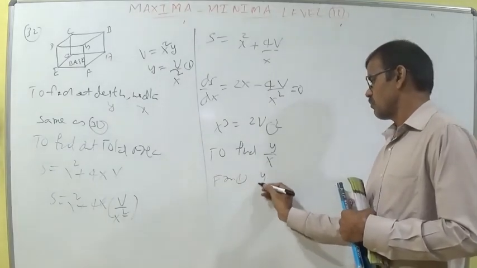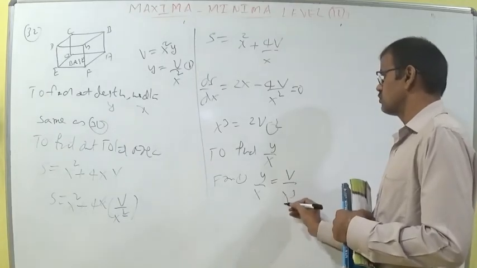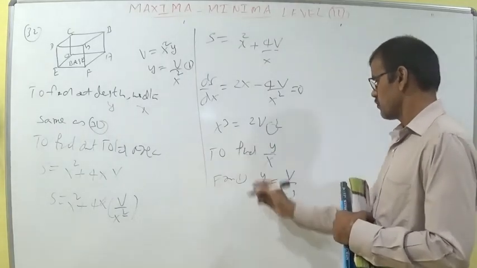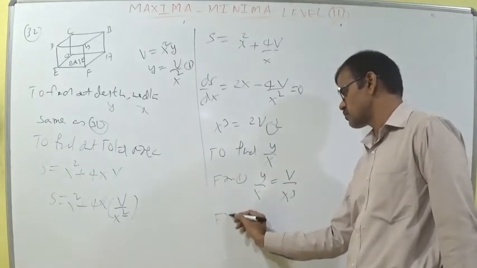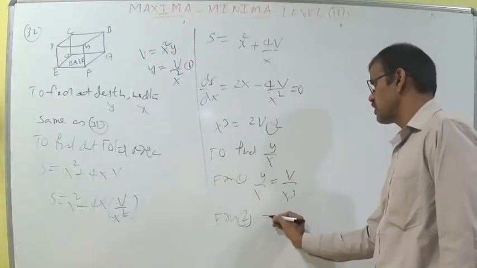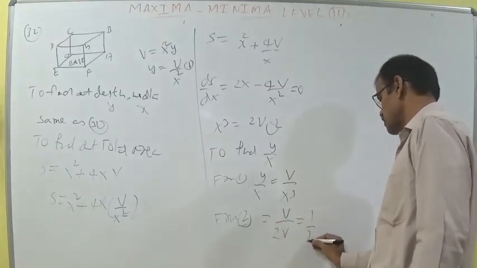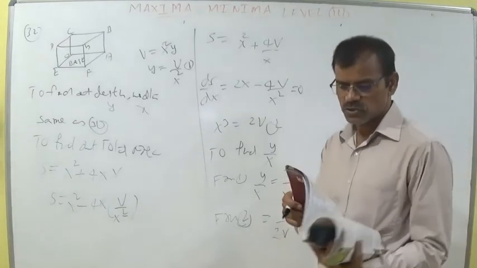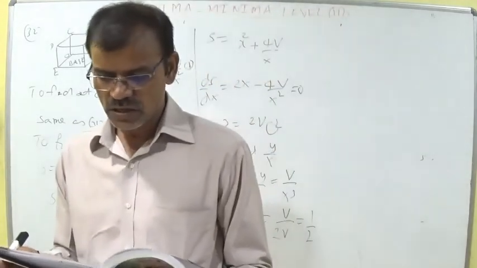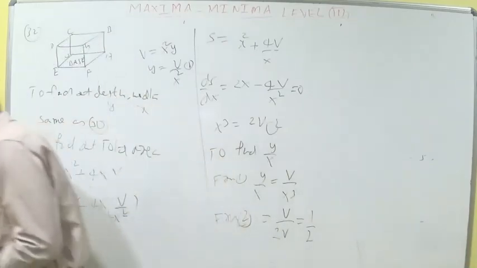From 1, y by x is equal to v by x cube. From the second equation, x cube became 2v. So v by 2v, the ratio is 1 by 2. 1 is to 2 is the second option here. That was the 32nd question. Now let us discuss the 33rd question also.